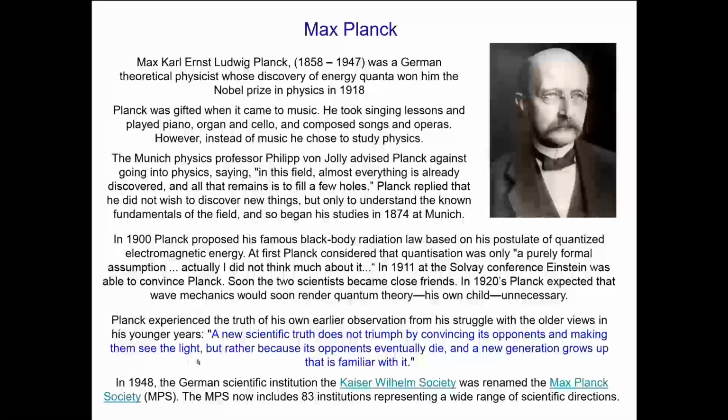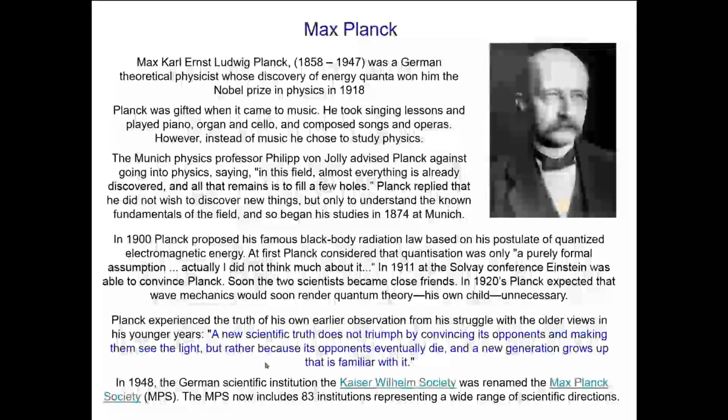So in 1948, the German scientific institution, the Kaiser Wilhelm Society, was renamed the Max Planck Society, which, as you probably all know, is a very large society, and it includes 83 institutions in all major German cities, representing a wide range of scientific directions.